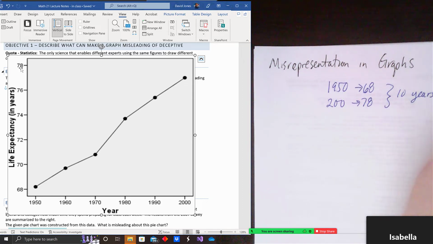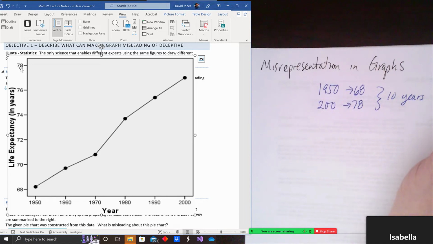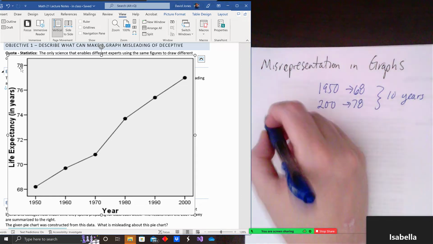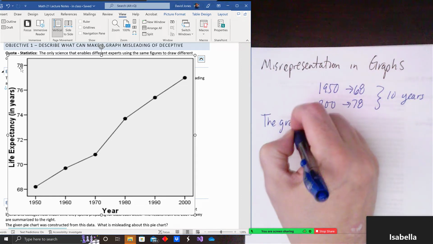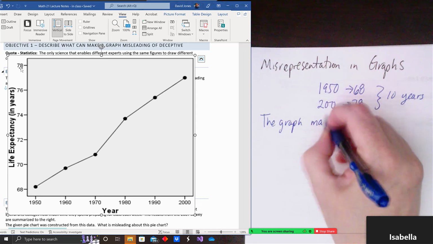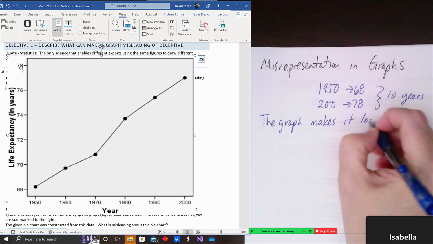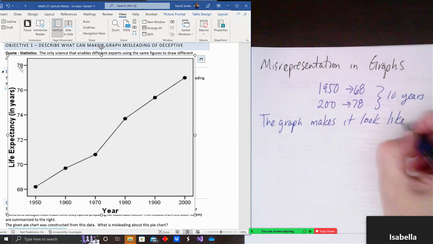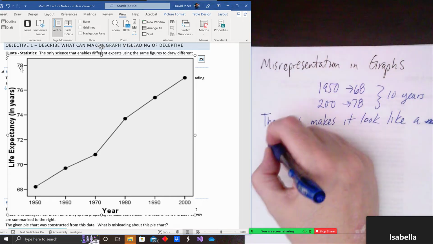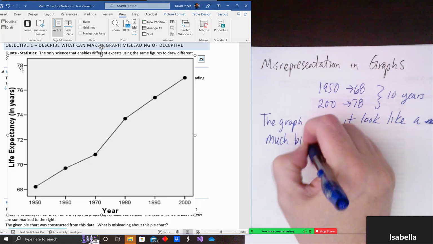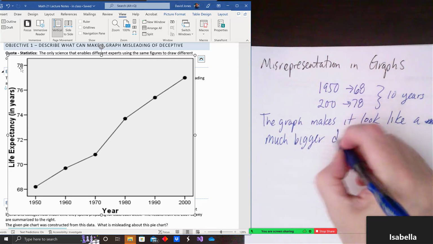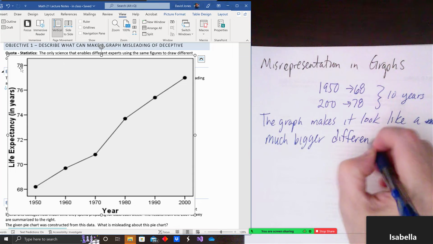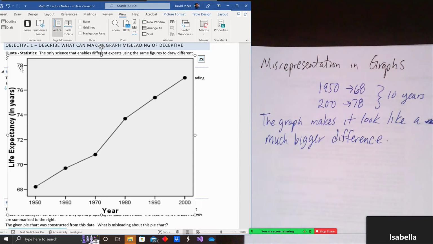Granted, it is a lot. But the difference isn't as big as the graph makes it look. The graph makes it look like a much bigger difference. When you just glance at it, you've got to read the numbers on the graph to get anything from it.